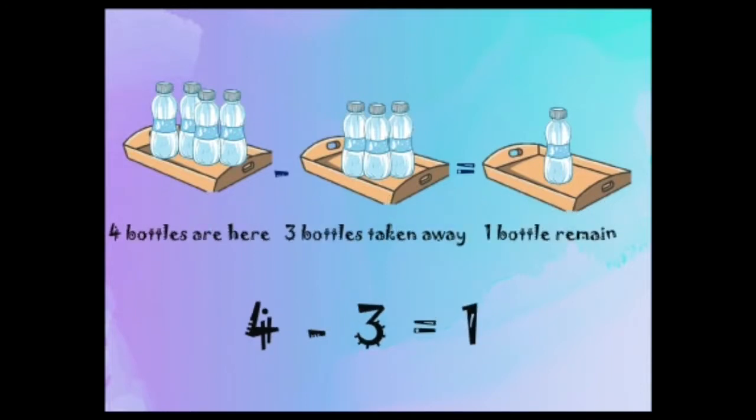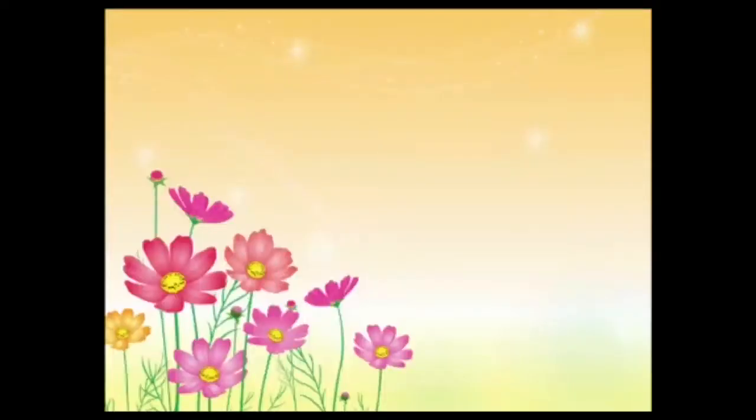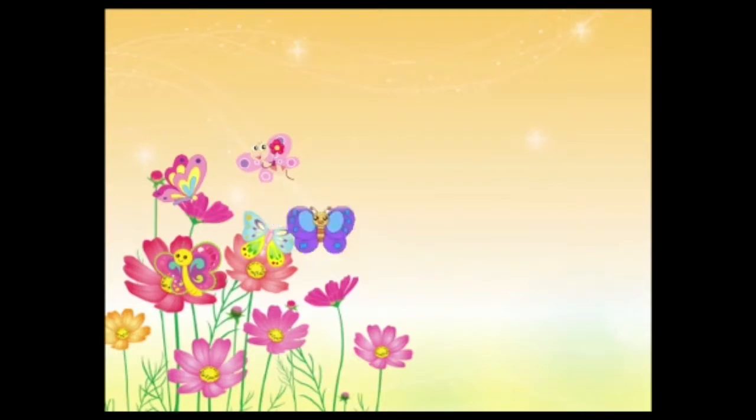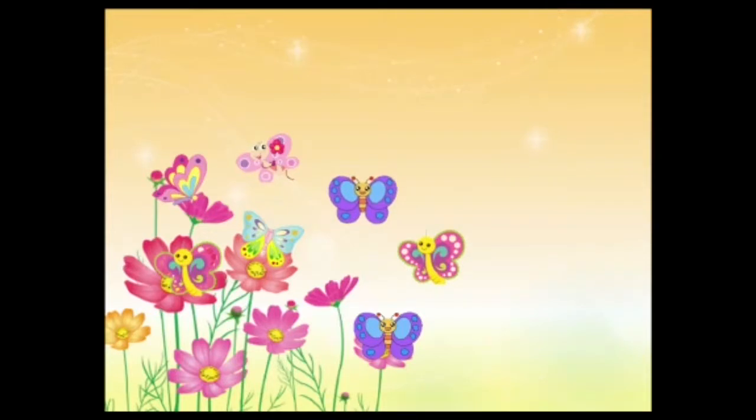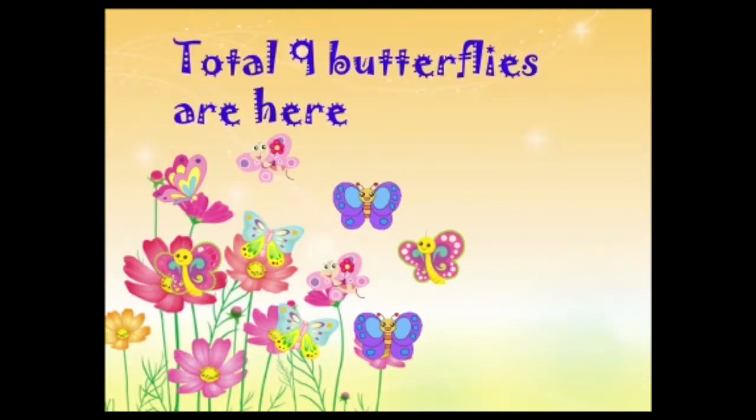Let's move ahead. Here you can see a beautiful picture of some flowers. If there are flowers, then butterflies also come here. So like this, some butterflies are coming here. 1, 2, 3, 4, 5, 6, 7, 8 and 9. So total 9 butterflies are here.